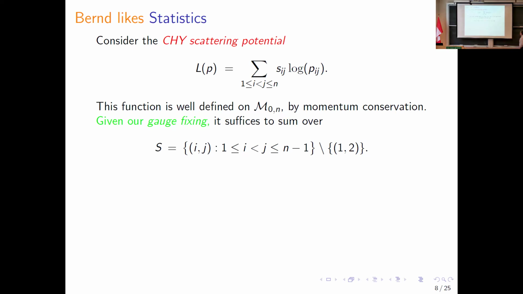Okay? Now, yes, question. I'll just yell. Pij is pi minus pj? No, yeah, it's xi minus xj.